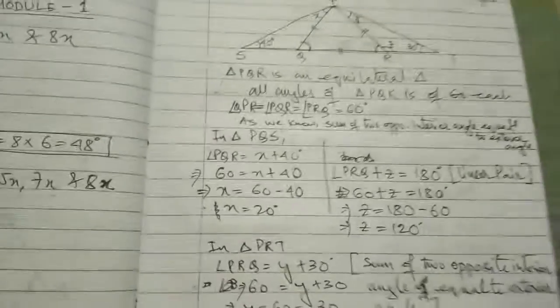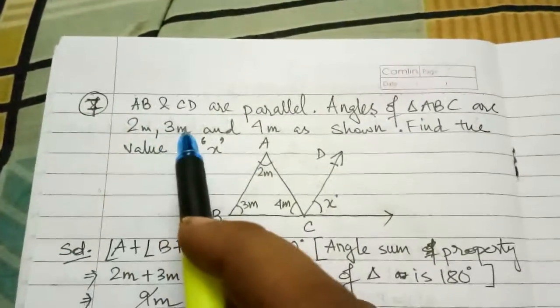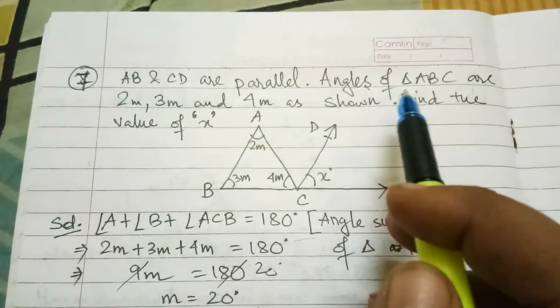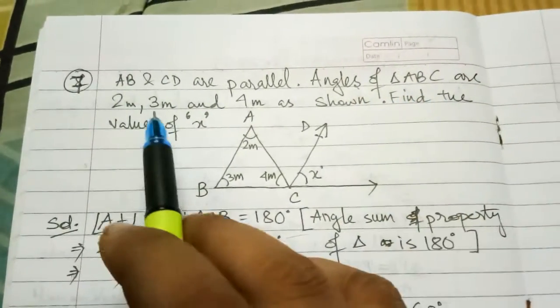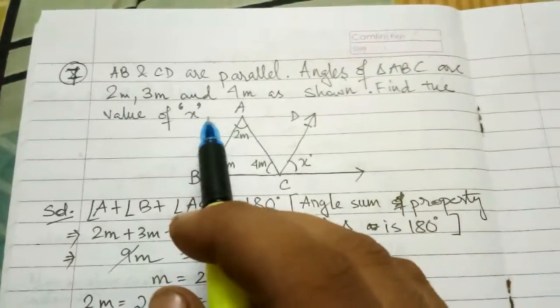Next, one more sum we will do. Question number 7: it is given that AB and CD are parallel. The angles of triangle ABC are 2m, 3m and 4m as shown. Find the value of x.